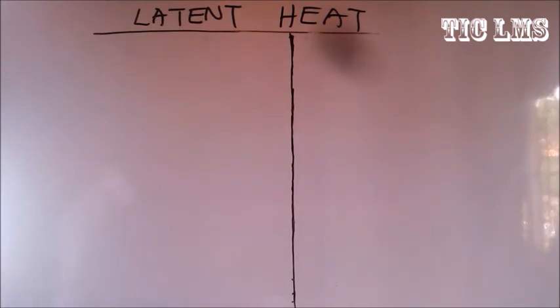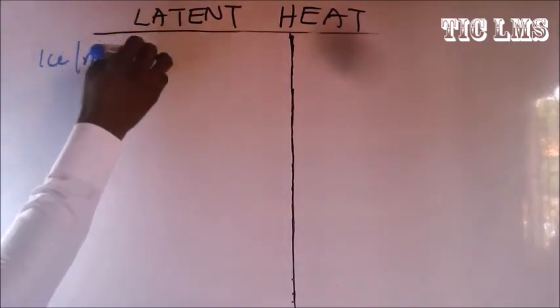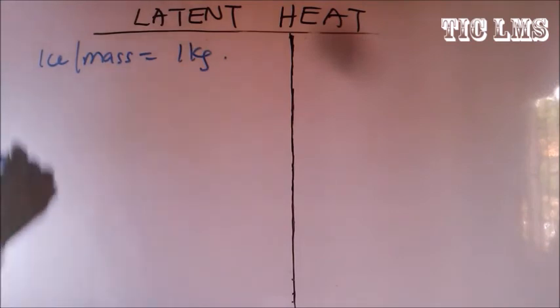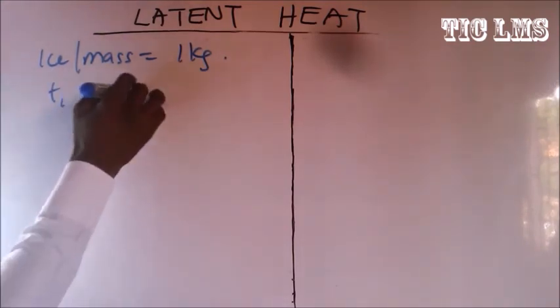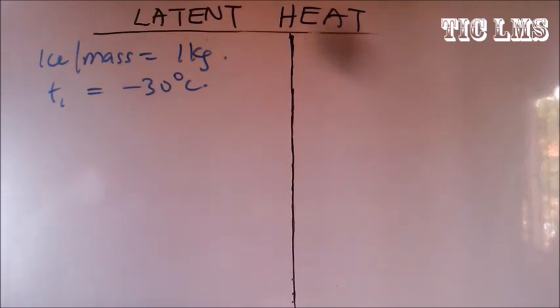Alright, so in this next question, we're told that the quantity of heat energy required to melt completely 1 kilogram of ice at minus 30 degrees Celsius is dash. Specific heat capacity of water is 4,200 joules per kilogram per Kelvin. Specific latent heat of fusion of ice is 3.36 times 10 raised to 5 joules per kilogram. Now here we have ice that has a mass of 1 kilogram and the temperature of the ice was minus 30 degrees Celsius. So we are looking for the quantity of heat that will melt it completely.